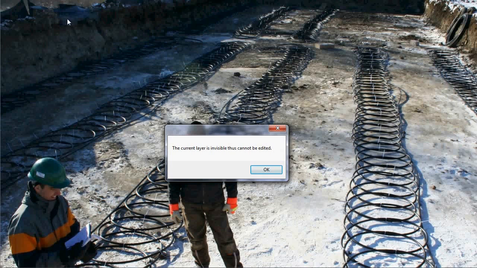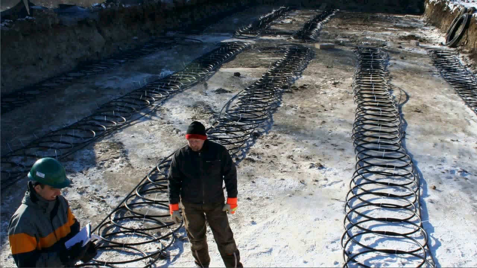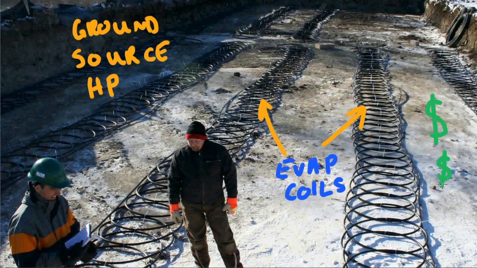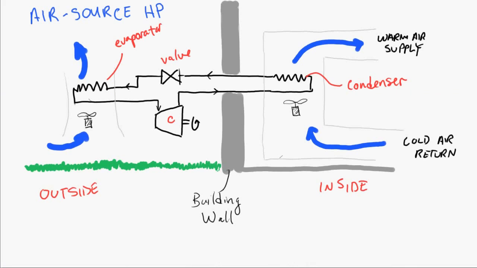This here is a ground source heat pump. And you can see that there's many evaporator coils which are placed underground in this trench dug underground. And you can see that this is quite an expensive system to put in.